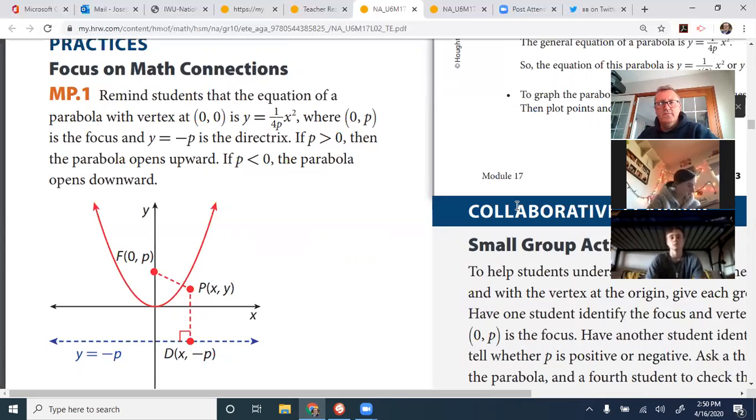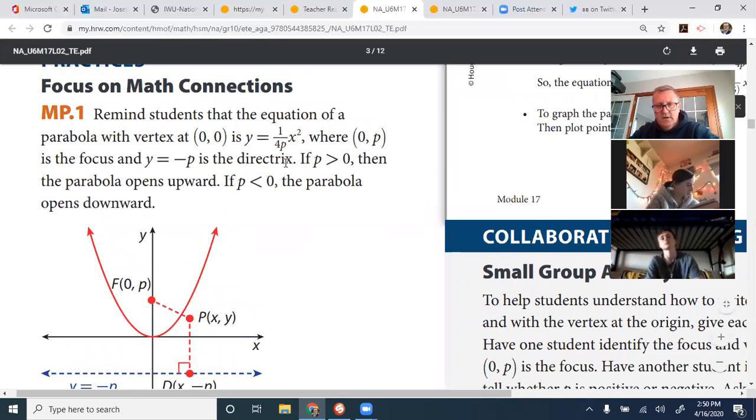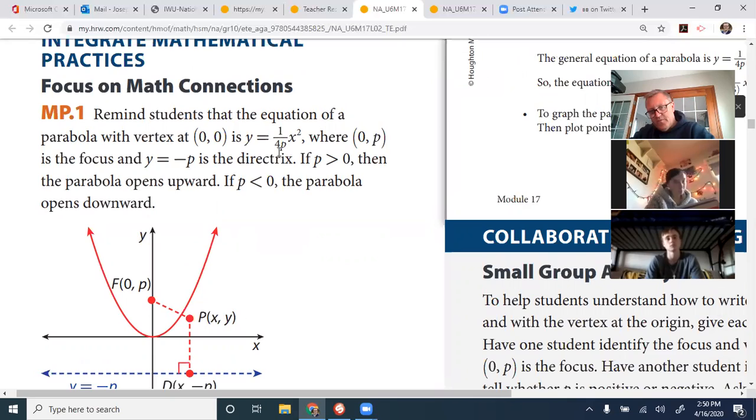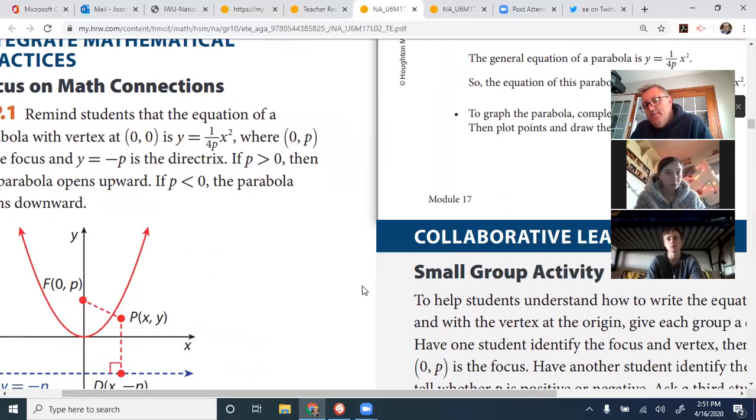All right, so over here, there is the equation. If you see my mouse, there's the equation for the general form of a parabola. 1/4p x squared. Okay. Remind students that the equation of a parabola with vertex 0, 0 is this. Okay. Now, there's more to it, which we're going to get into. For instance, what if it moves? What if it goes to the left? What if it goes to the right? You know, it's not at the origin. Okay. All right, so watch.